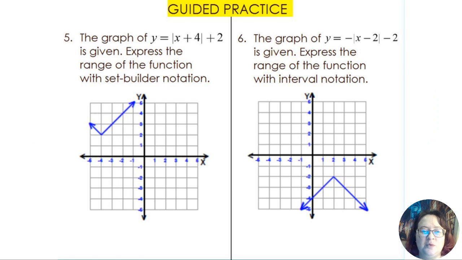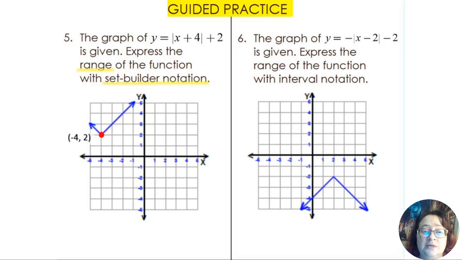In number 5, we're given the equation and the graph of an absolute value function. What I'm going to do in every question is underline what it's asking me for, range here, and my other keywords, set builder notation, which is the type of answer it's looking for. Here, since it's looking for a range, I'm going to start with my vertex. And here, my vertex is going to be the point -4, 2.